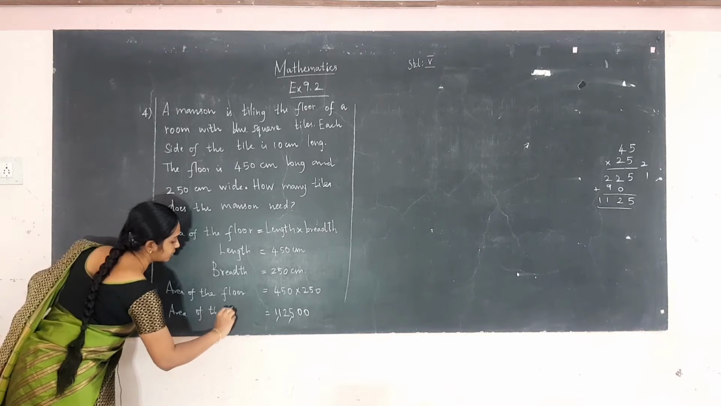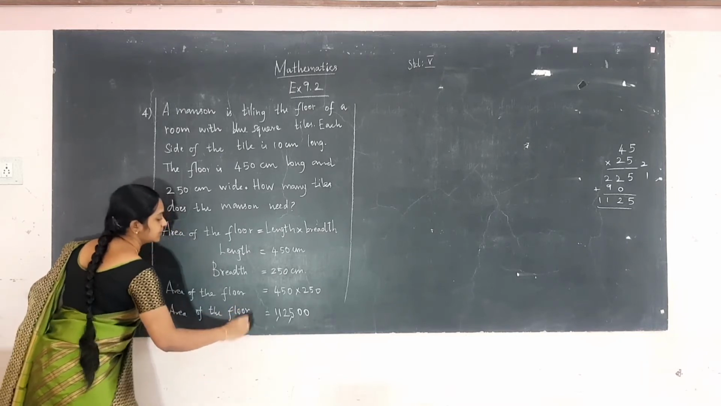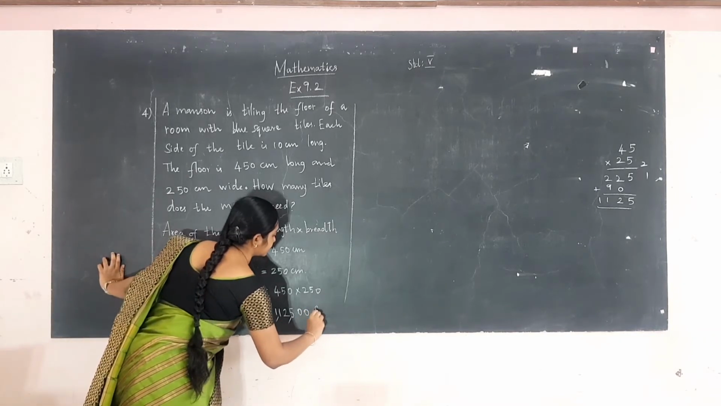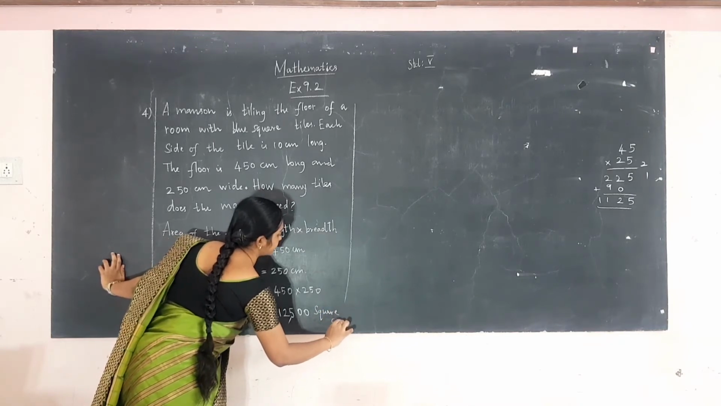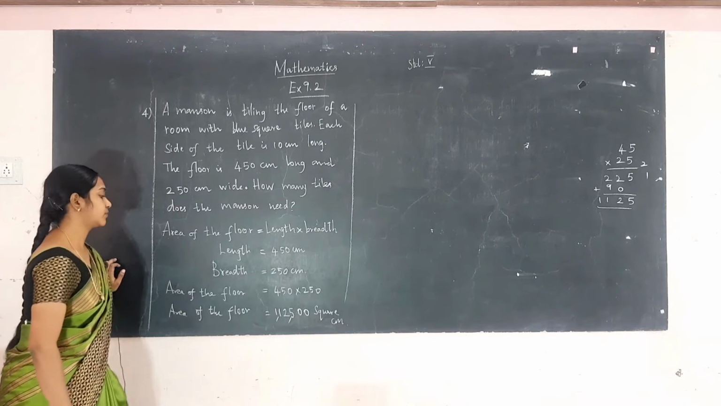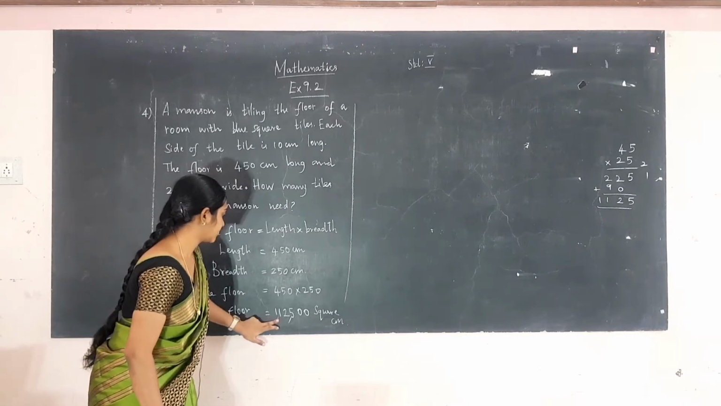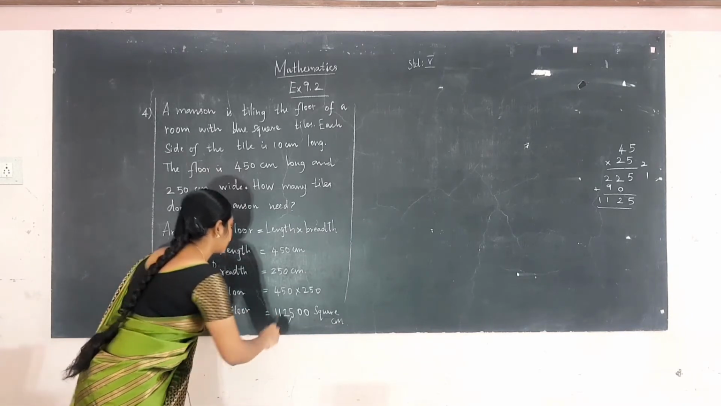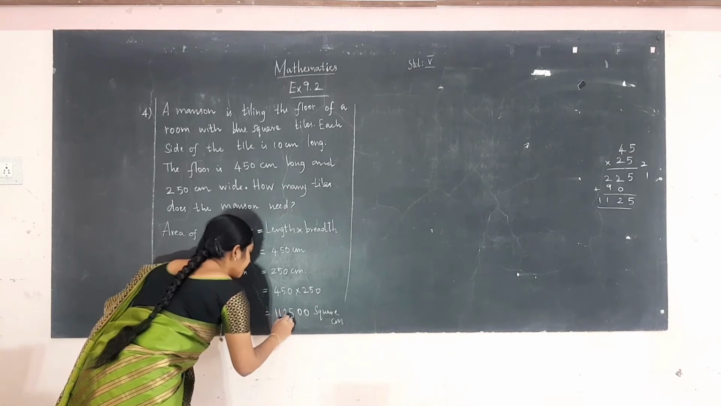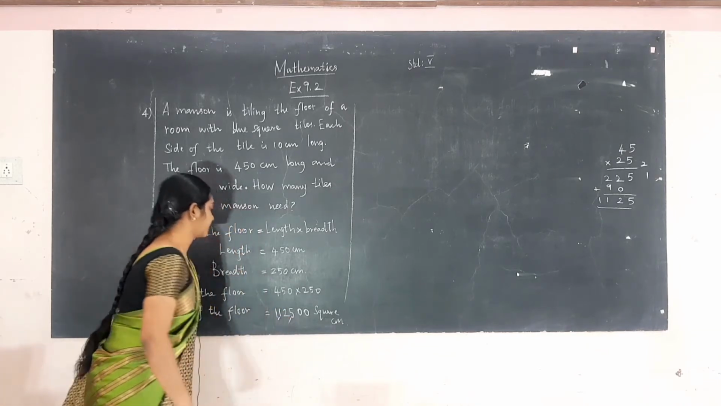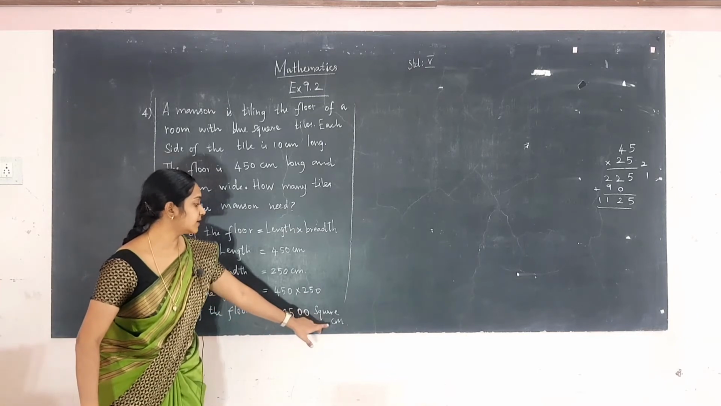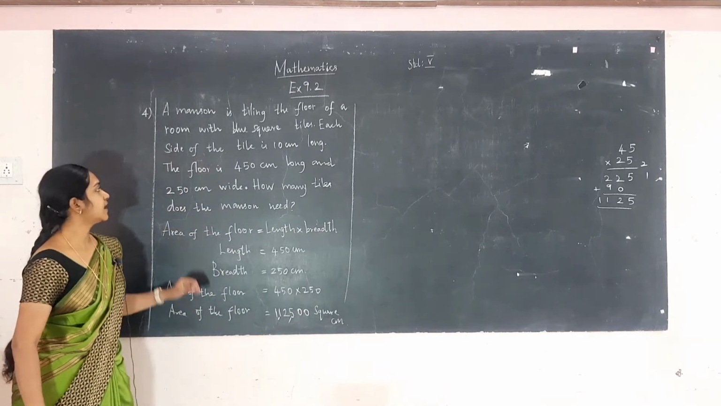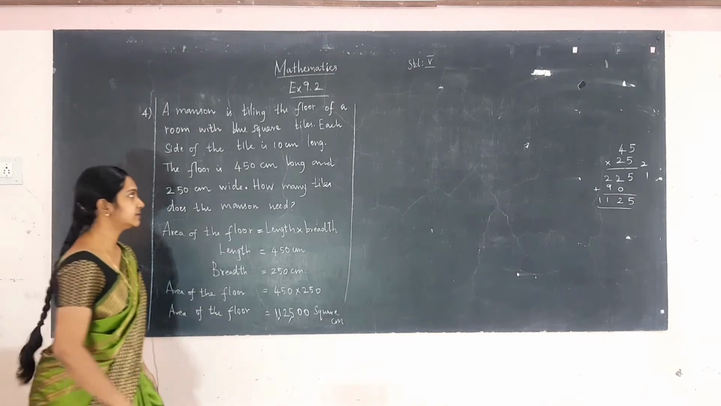Area of the floor is 1,12,500 square centimeter. Next we have to find the area of the tile.